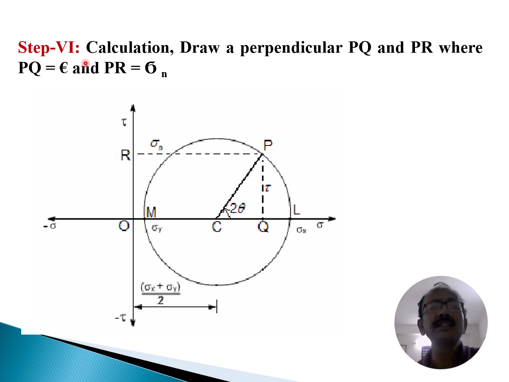Now step number 6, calculation. Draw a perpendicular PQ. If you see the diagram, this is PQ, and this is PR, where PQ equals tau and PR equals sigma n. So PQ equals the value of tau and PR equals sigma n. From this you can directly calculate the value of tau and the value of the normal stress, that means sigma n. So this is the value. Just draw a perpendicular on that.